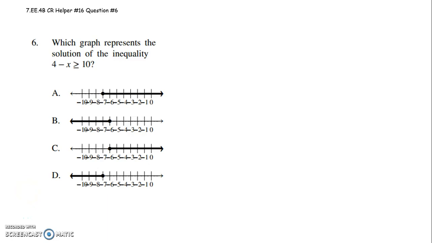All right, 7th graders, this is to help you with question 6 on CR 16. It says, which graph represents the solution of the inequality 4 minus x is greater than or equal to 10? All right, 4 minus x is greater than or equal to 10.